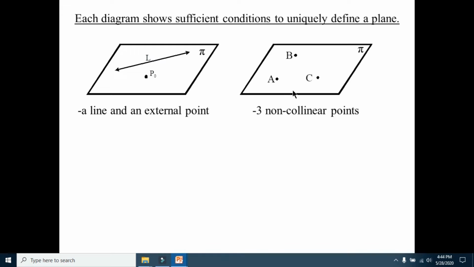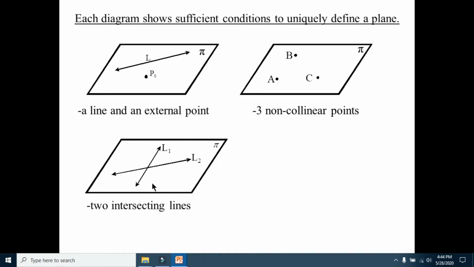If we have 3 points that are non-collinear, not lined up, anywhere in 3 space, then those 3 points define a plane. And you can reason this because we could develop vectors here, AB and AC, and together they make the linear combinations that would span this plane.